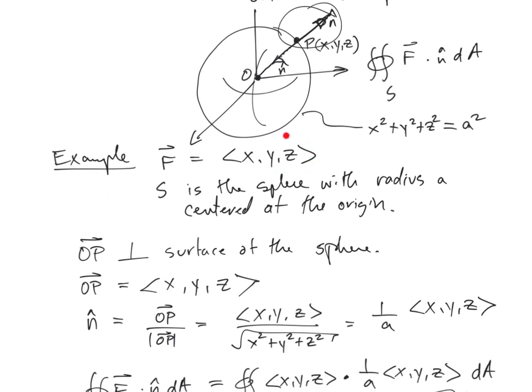F is our vector field. What direction does F point? This is a radial field, so F is always pointing out from the origin, right? F looks like this.